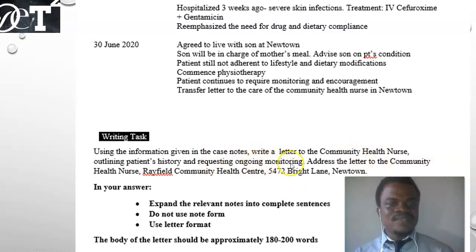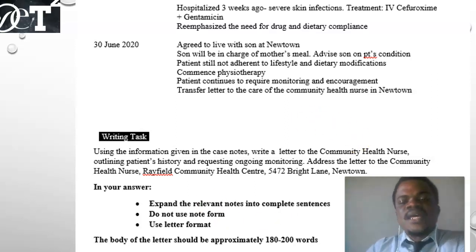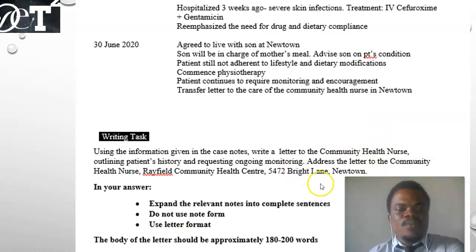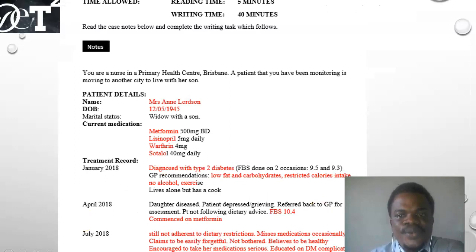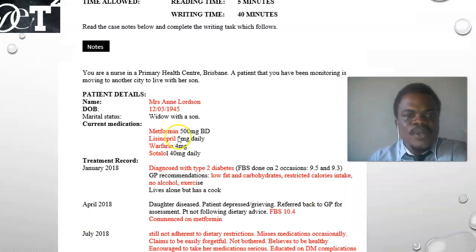Remember, we are requesting this nurse to monitor and also support this patient. Do you understand? We are transferring this patient's treatment care to another hospital entirely. So we are writing to this community health nurse so that he or she can monitor this patient. So let's select the information that we are going to use to write our letter. To select this information, we always add the patient's name and the marital status.